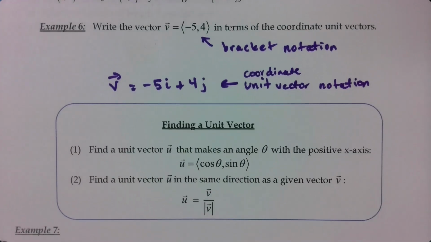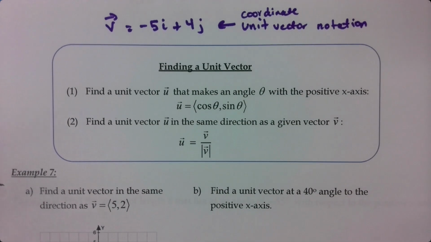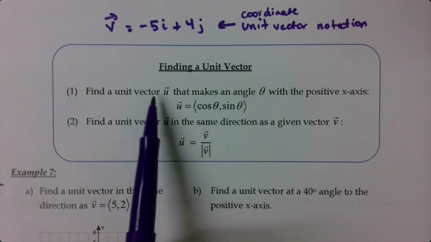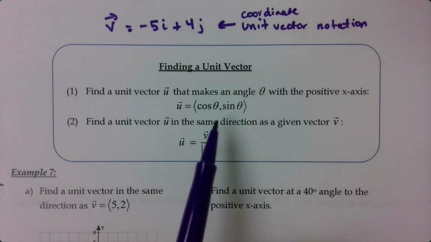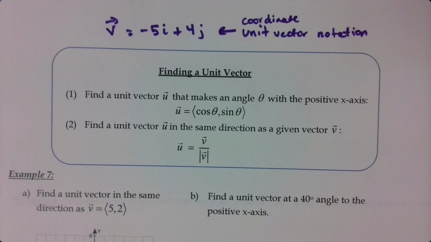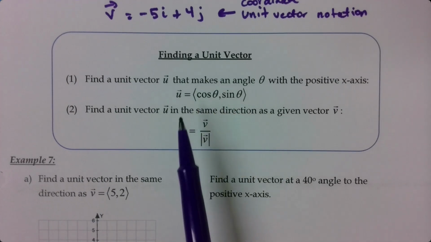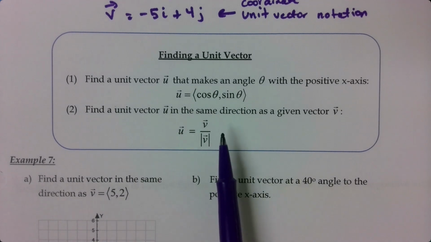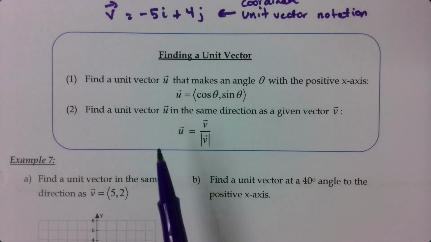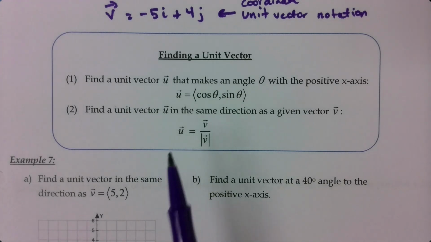All right, now we can also turn vectors into unit vectors. So we can find a unit vector that makes an angle theta with the positive x-axis, where u is that unit vector is equal to cosine theta, sine theta. And we could find a unit vector in the same direction as the given vector v. So there's two things going on. So we could take a unit vector that makes a particular angle, and we can write it. And then we could also take a vector that we know what the vector v is and change it into a unit vector.